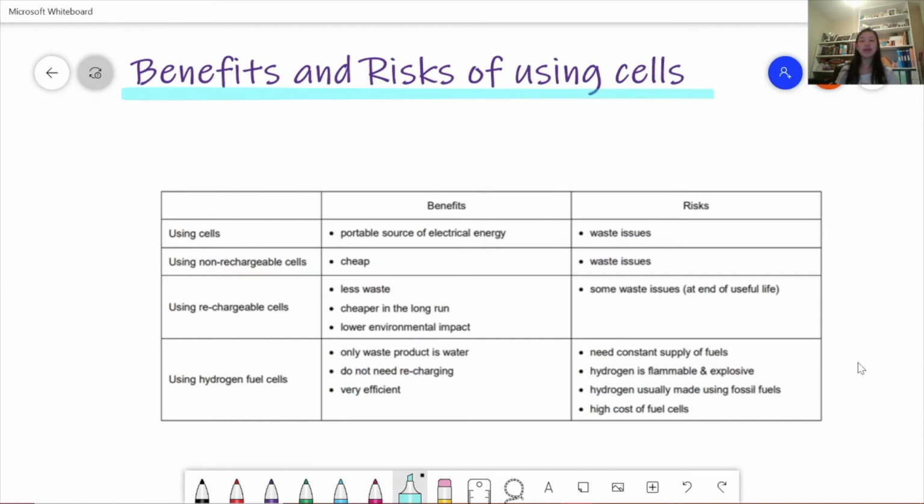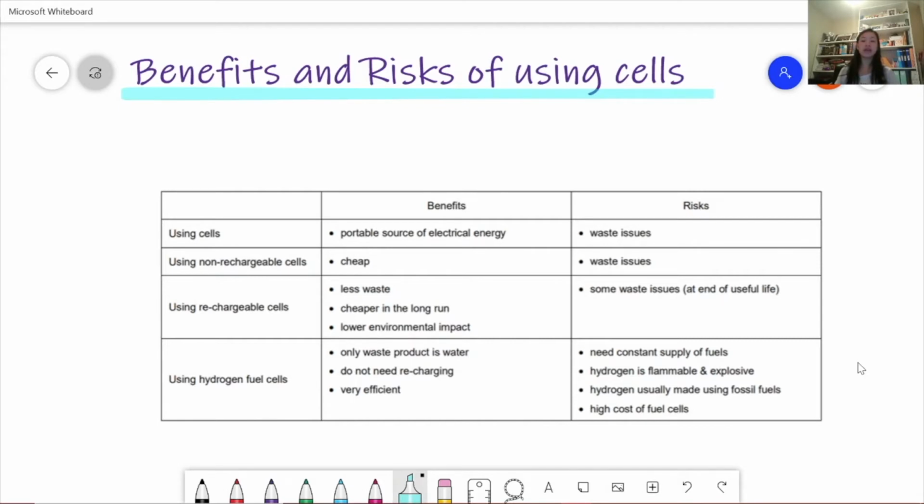So now we're going to quickly run through the benefits and risks of using cells. So the benefit of using cells is that they're a portable source of electrical energy, so that means we can take it anywhere. However, the risk is that there's lots of waste, so we get lots of landfill from single-use batteries. A benefit of a non-rechargeable cell is that they're very cheap. So when you think of buying single-use AA batteries, they're very cheap to buy. However, they also contribute to waste, so lots of landfill.